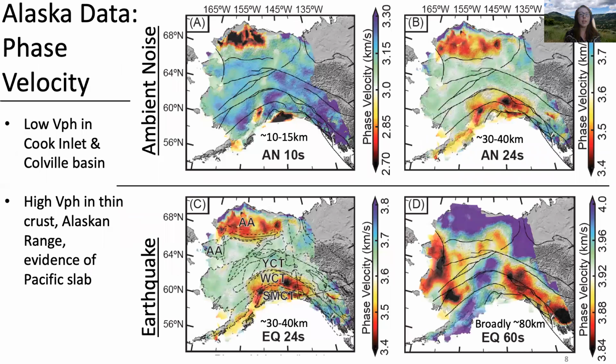Here are the final phase velocity maps from eikonal tomography and ambient noise cross correlations at 10 and 24-second periods, and from Helmholtz tomography through Rayleigh waves created by teleseismic events at 24 and 60-second periods. At 10 seconds, we observe basins, including the Cook Inlet and Colville Basin. At 24 seconds, we observe thicker crust beneath the northern Brooks Range, as evidenced by lower phase velocities. Additionally, at 60 seconds, we see the downgoing Pacific slab evidenced by very fast phase velocities.